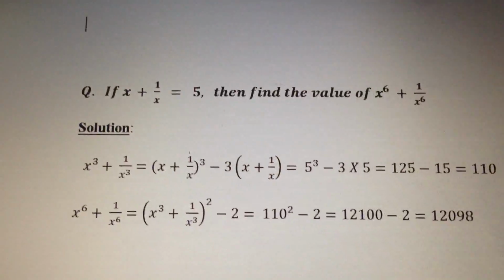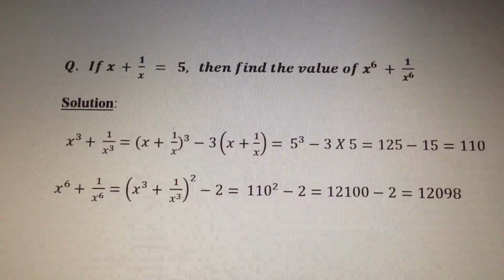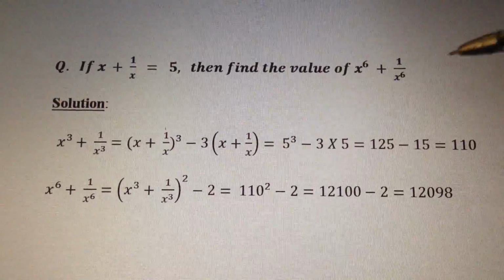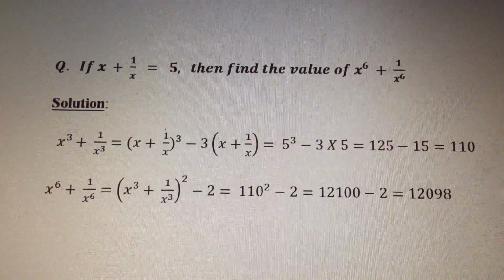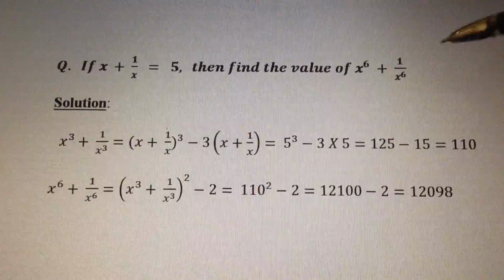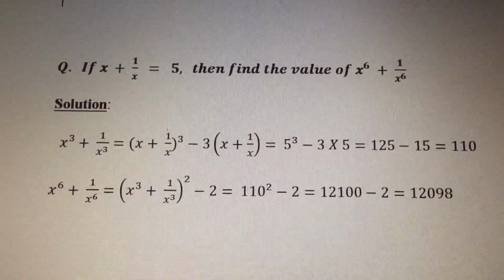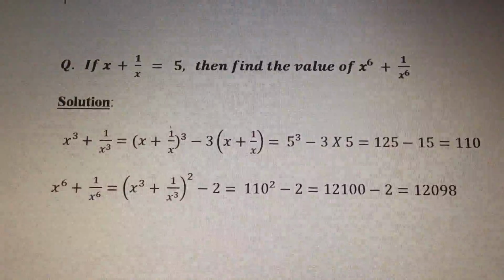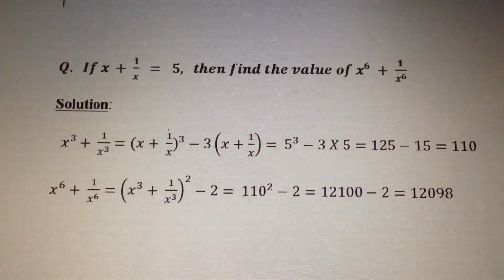Next question is, if x plus 1 by x is equal to 5, then find the value of x power 6 plus 1 by x power 6. And we know that there is no direct formula to find out the value of x power 6 plus 1 by x power 6. Let us first find x cube plus 1 by x cube. Then we can find out the value of x power 6.